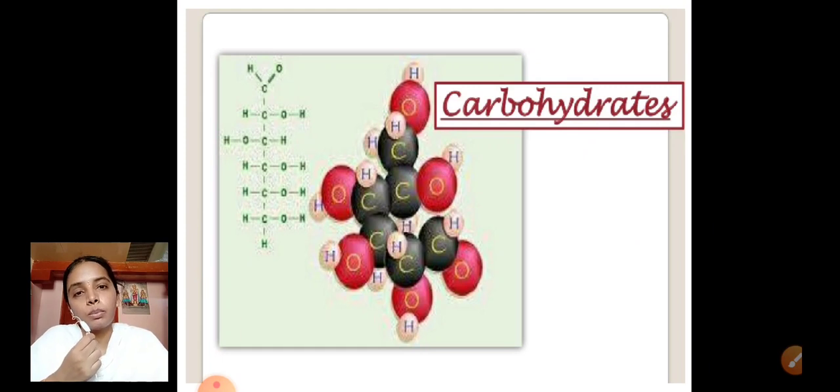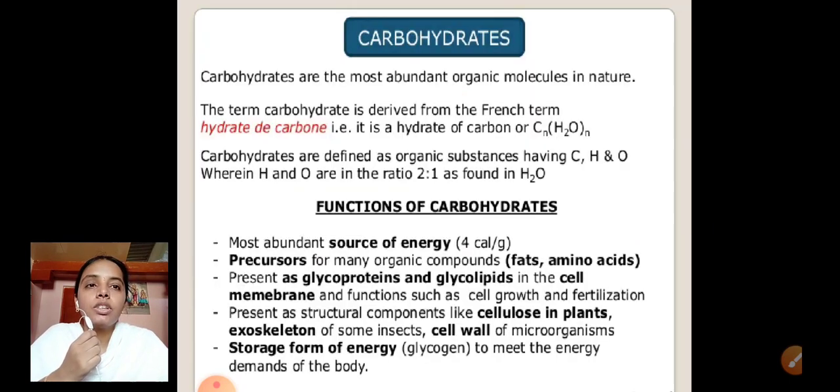The first biomolecule is the carbohydrate. What is meant by a carbohydrate? They are the hydrates of carbon. This is a simple definition. They are also polyhydroxy aldehydes or ketones. They are the most abundant organic molecules in nature. The term carbohydrate is derived from the French term hydrate de carbone. The empirical formula of carbohydrate is CnH2nOn, and they are present in the ratio of 1:2:1.